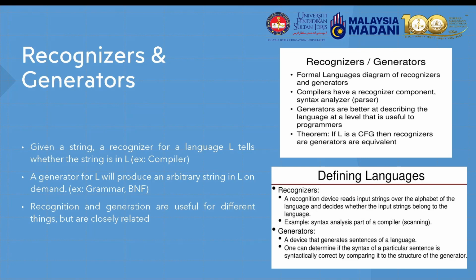It can determine if a particular sentence is syntactically correct by comparing it to the structure of the generator. Once we have language L, example, we have L, the language, as do, while, for, if, else, switch, case, break, and continue. Okay, the recognition device that we call R will reject any string such as repeat, near, stop, or go to, because all of these strings are not listed in the language L data dictionary, which means that it will recognize them in the data dictionary.